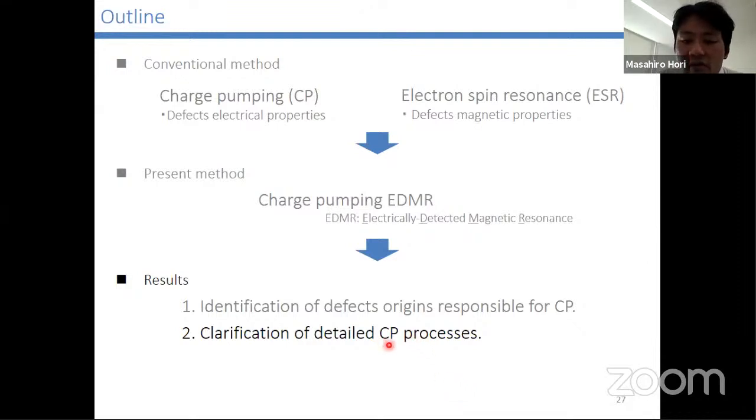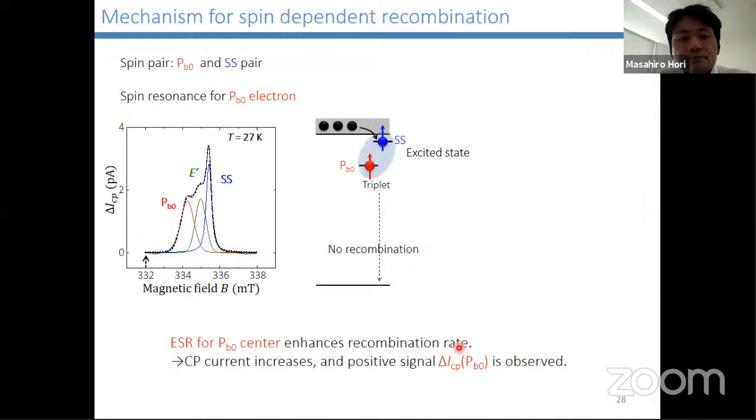Finally, I'll talk about the charge pumping process. In the conventional EDMR method, not the present charge pumping EDMR, the observation of the signal is due to the formation of the spin pair. In this work, we also attribute the observation of the signal to the formation of the spin pair. For example, the Pb0 defect center is closely located to the shallow state. These 2 states form the spin pair as shown in this figure.